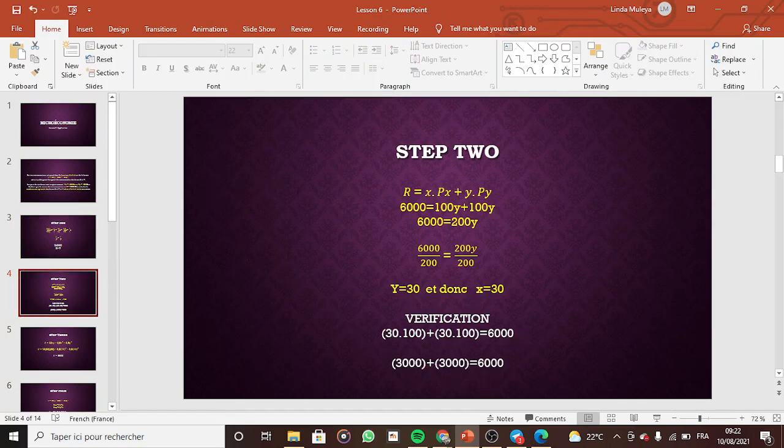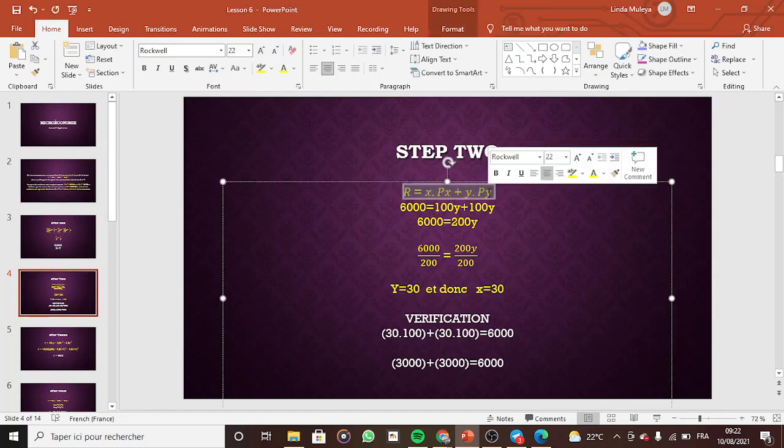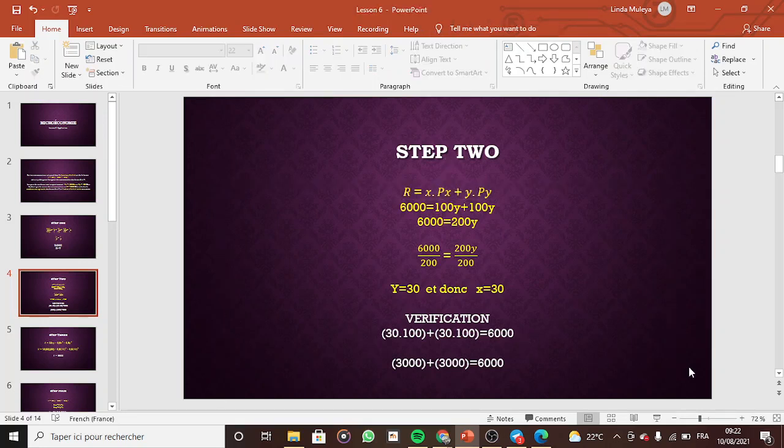So now, having added these two, you have 200y. When you divide both sides by 200, you come to the point of 30. Y is equal to 30. And if y is equal to 30, then x is also equal to 30, because they go through the same thing. And so what you do at that point is you take these values and replace them again in your formula for revenue, and make sure that it gives you 6,000. In this case it does. So for this part, you're pretty much done. This is the simpler method of finding this. Is that okay so far?